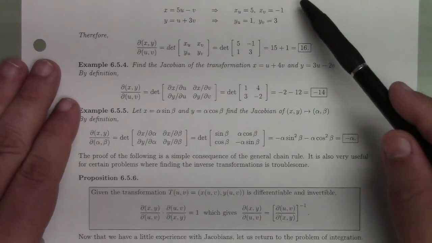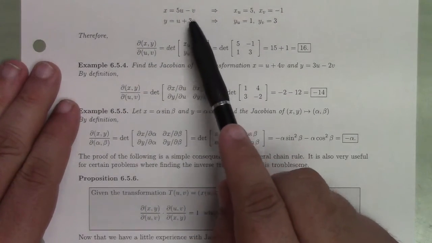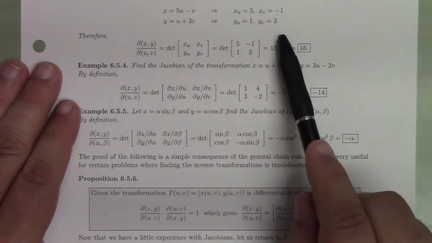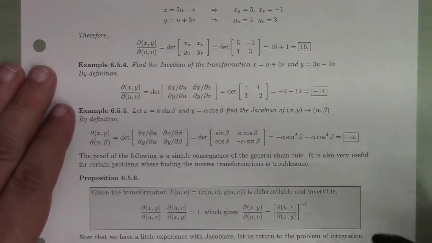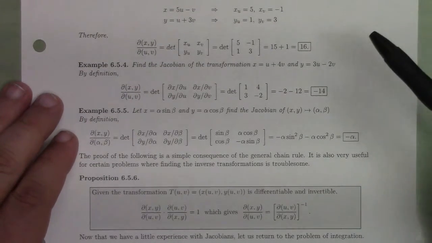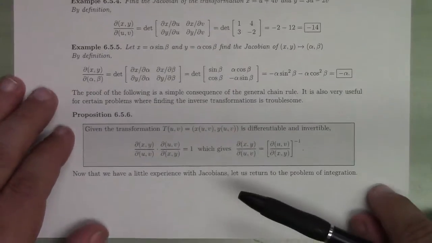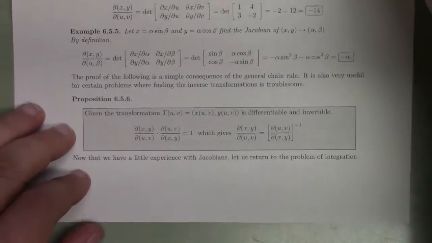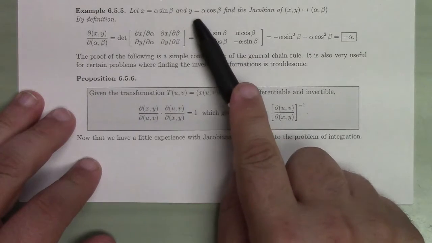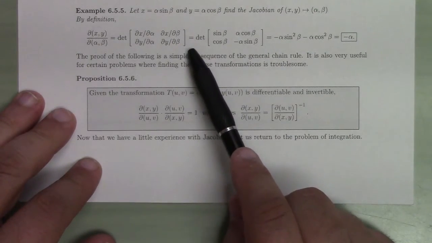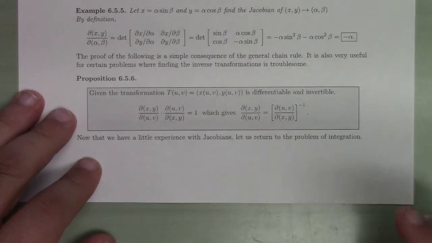Here's another Jacobian calculation. If we have x equals 5u minus v and y equals u plus 3v, we can calculate the Jacobian. We get 16. If you had this transformation, you get that Jacobian. All right, great. If you had x equals alpha sine beta and y equals alpha cosine beta, you can calculate the Jacobian and get minus alpha.